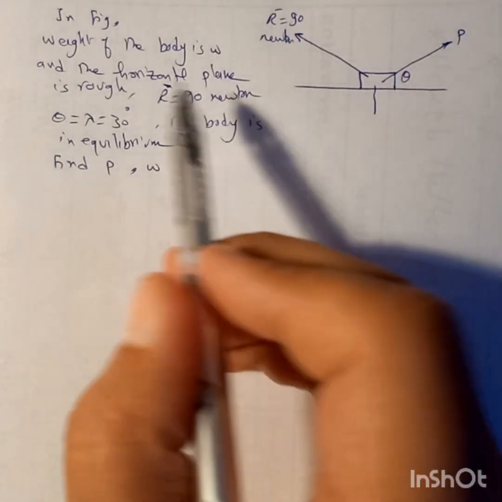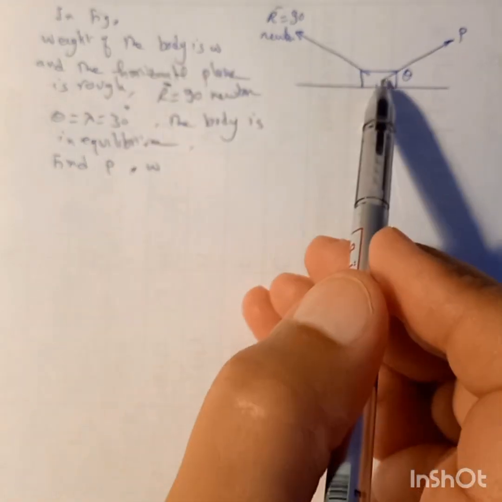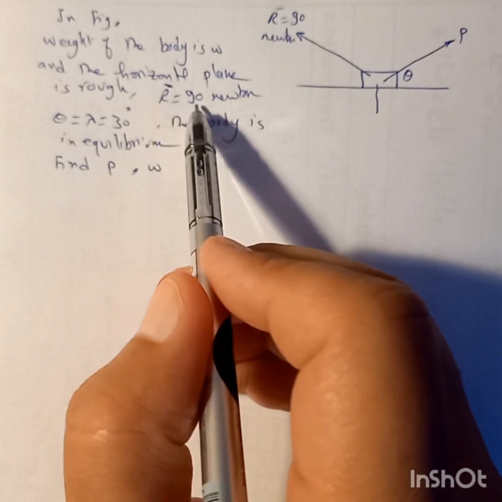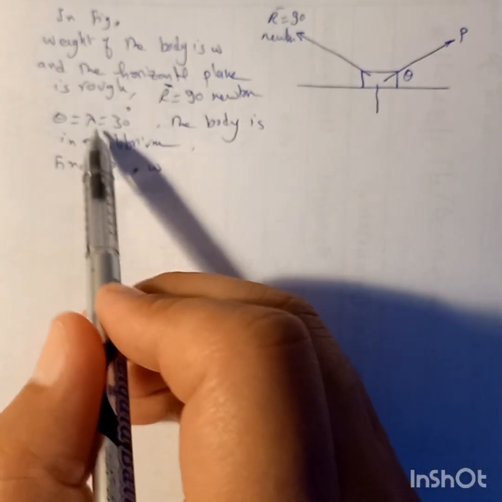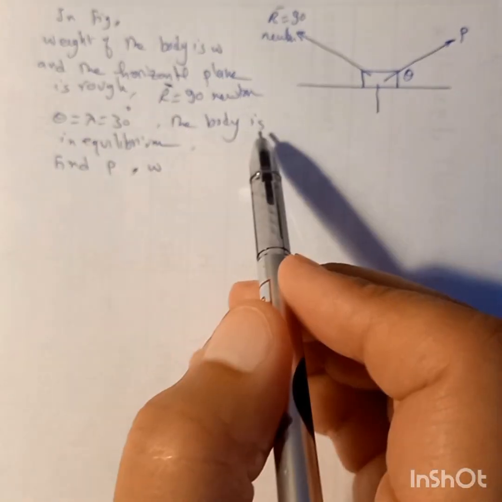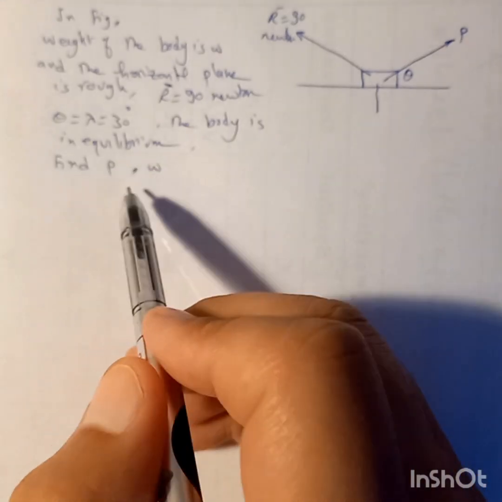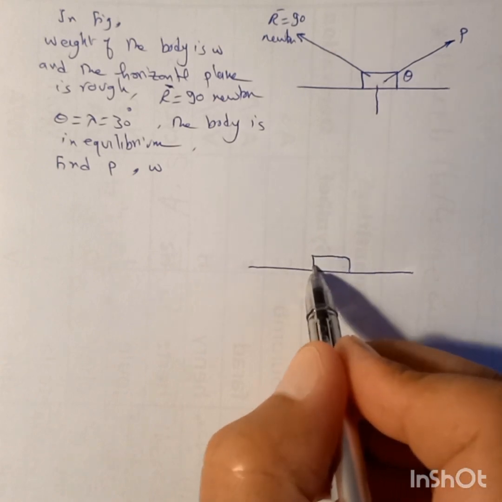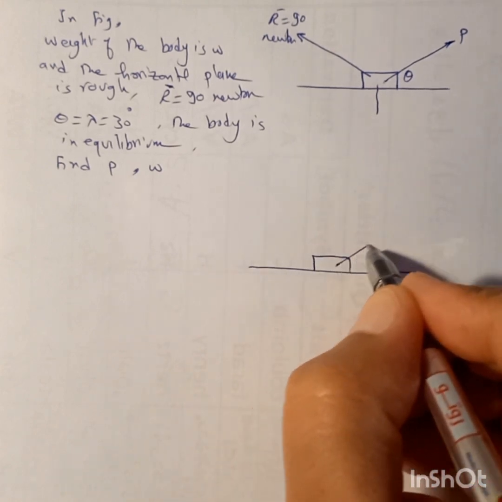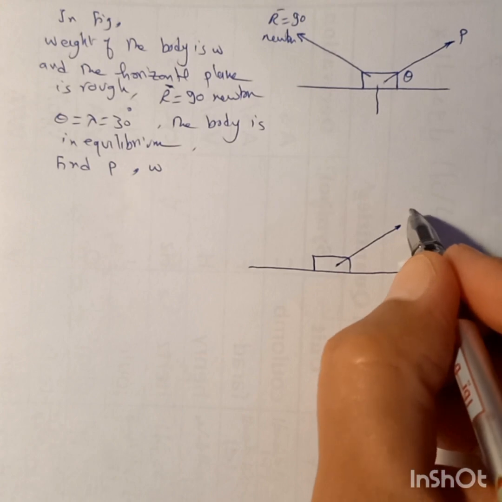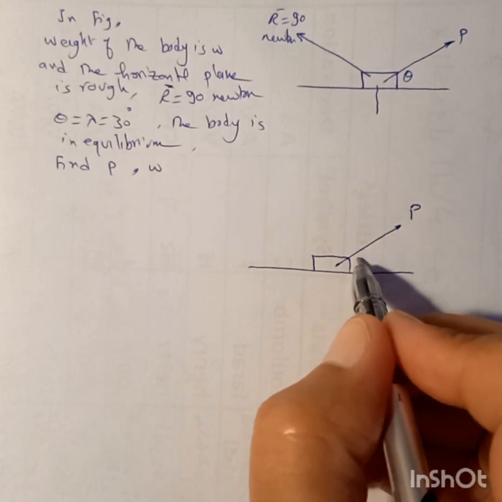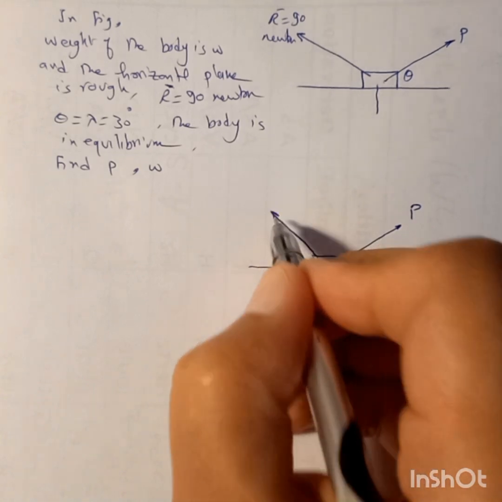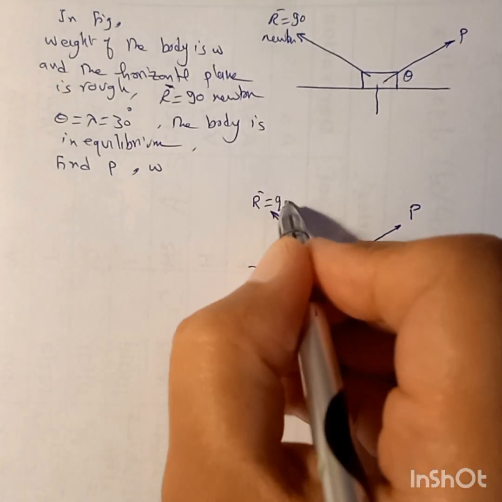An example here in the figure: the weight of the body is W, and the horizontal plane is rough. R dash equals 90 Newton. Theta equals lambda equals 30. The body is in equilibrium. Find P and W. Here we have this rough horizontal plane, and this body placed on it. The body is acted on by this external force P inclined to the horizontal with theta, and we have here the resultant reaction force R dash equals 90 Newton.